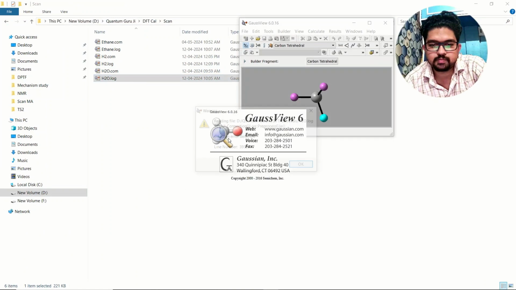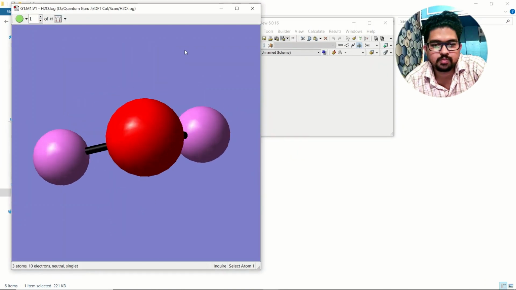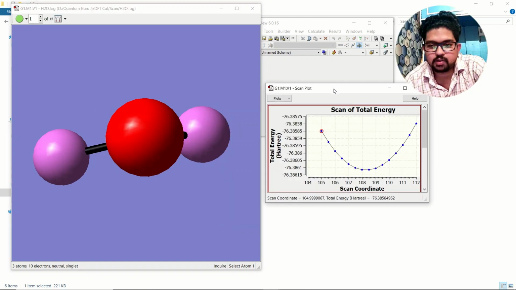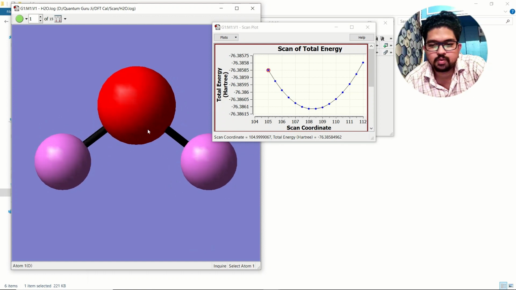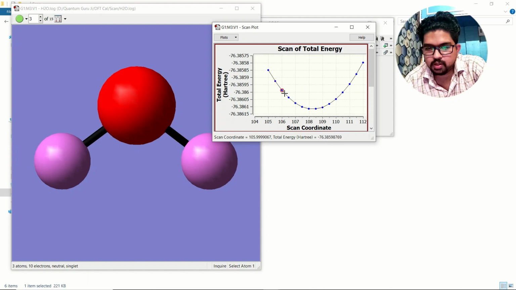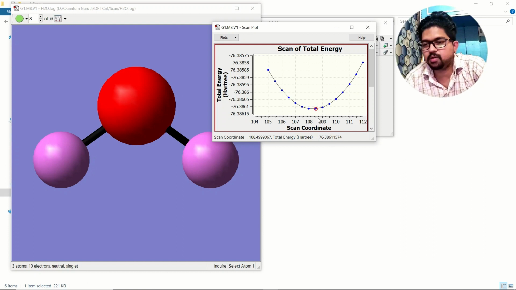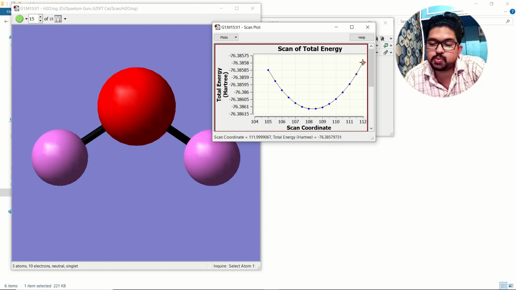Once we have done the calculation, you will see a scan file like this. This is your initial structure with a 105 degree angle, and I'm increasing the angle by 0.5 degree. See how at this level, somewhere here it's a minimum, right? You can see the energy here. So this is your minimum structure. We know the bond angle in water, and the minimum structure corresponds to that. So this is the way you can do the scan calculation to find the energy of the molecule at a specific bond angle.